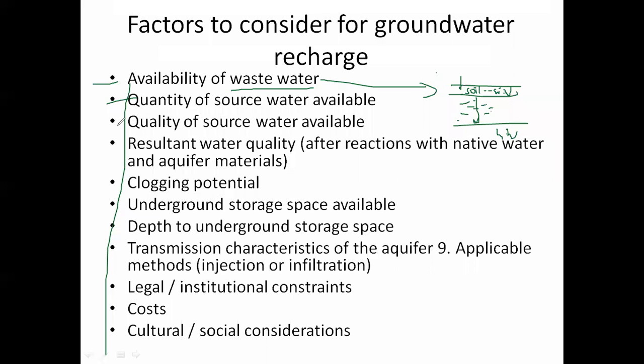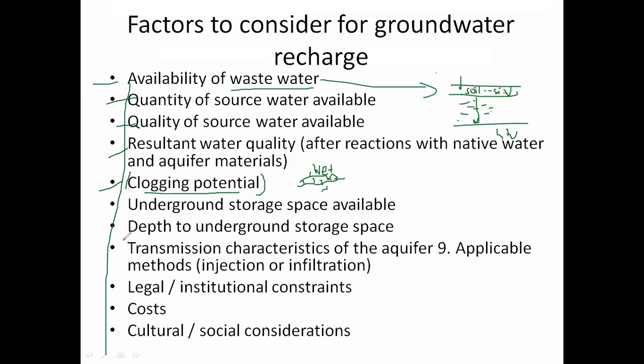Quantity of source, quality of source, then resultant water quality, and clogging potential are important. This means when water is flowing through some area where it has to remain, we call it a wetland. It's a term where water will be stored in the soil strata. That is what we call clogging potential. This is also an important factor for recharging the groundwater.